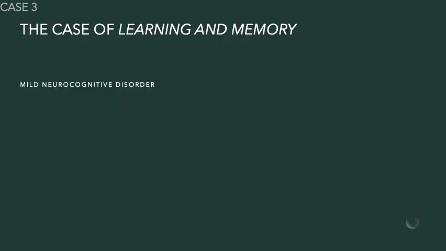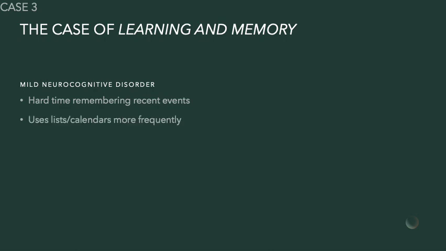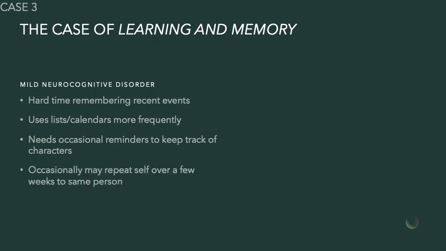An individual with mild neurocognitive disorder who has difficulties with learning and memory may have difficulty recalling recent events and relies increasingly on lists or calendars. They may require occasional reminders or rereading to keep track of characters in a film or book, and occasionally may repeat themselves over a few weeks to the same person. They may also lose track of whether bills have been paid.